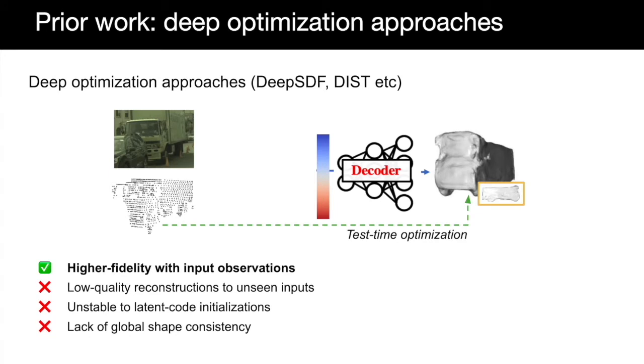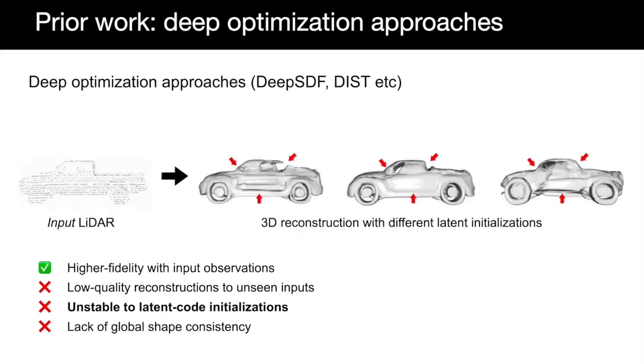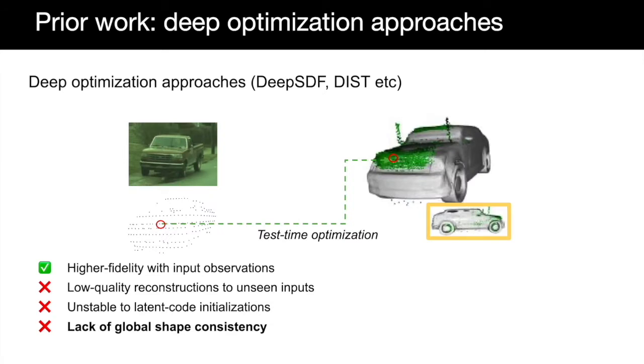Compared to feed-forward approaches, deep optimization-based approaches generally deploy an autodecoder framework, where a latent code or network is iteratively optimized at test time according to sensor data, ensuring high fidelity with the input observations. However, these approaches do not perform well on in-the-wild real data, as the optimization can generate latent codes that are out of distribution, producing bad output shapes. They are also unstable with respect to the latent code initializations. And because they utilize handcrafted objective functions to optimize the 3D shape individually for each 3D point, they lack global shape consistency.